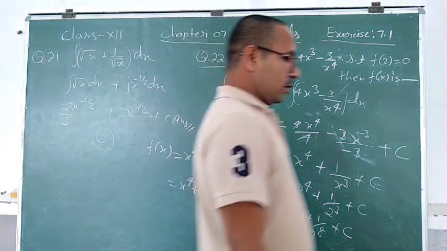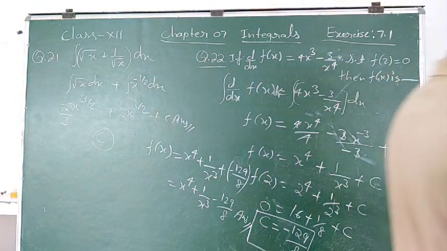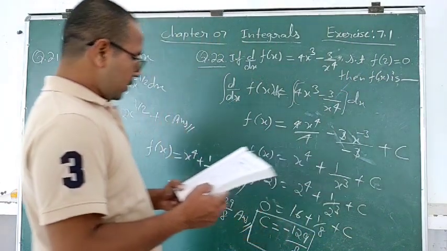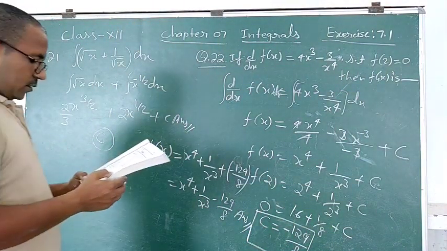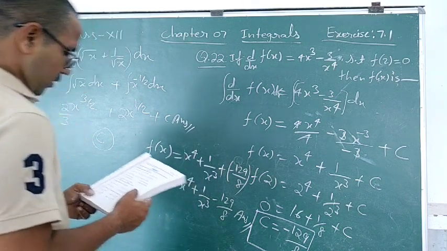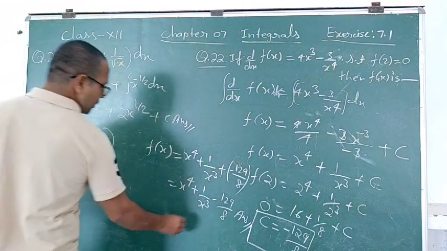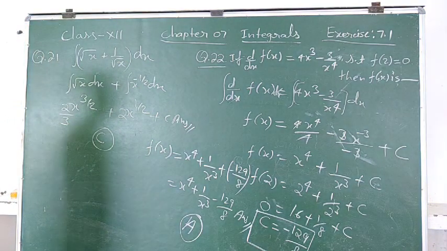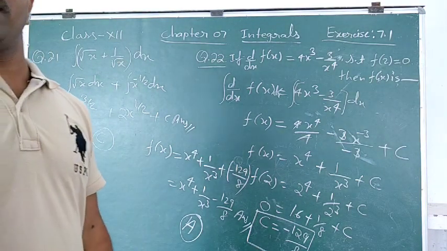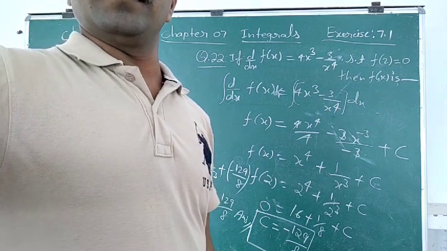So now which option is correct here? Let's check the options. x to the power 4 plus 1 upon x to the power 3 minus 129 by 8. Option A is correct. Option A is correct. Clear, students? In the same way we have completed all the questions of this exercise.